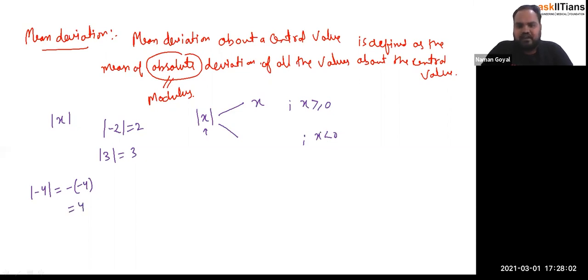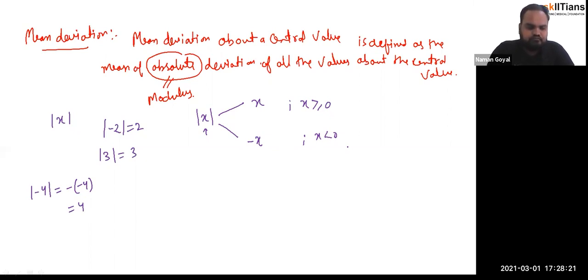So if x is a negative number, what do we have to do? We have to take minus x. So the output of this quantity is x when x is positive, and the output of this quantity is minus x when x is negative. Are you getting my point? So this is about what? Absolute value. This is the meaning of absolute.